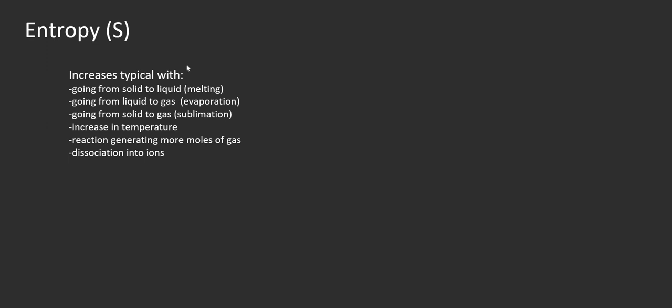Same can be said for evaporation. So when we go from a liquid to a gas, same thing happens. You go from a liquid, which is a loosely organized system, to a gas, which is a very disorganized system. So we increase our entropy there. Gases have the highest level of entropy of any of the states of matter. So gases are sort of the pinnacle of entropy.